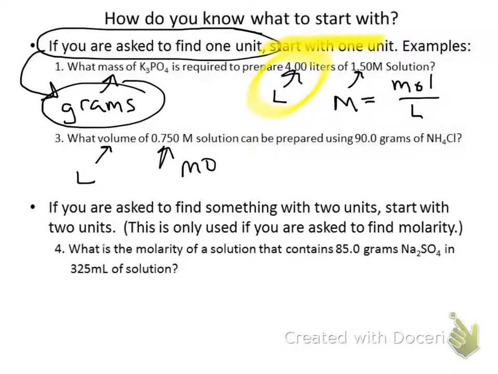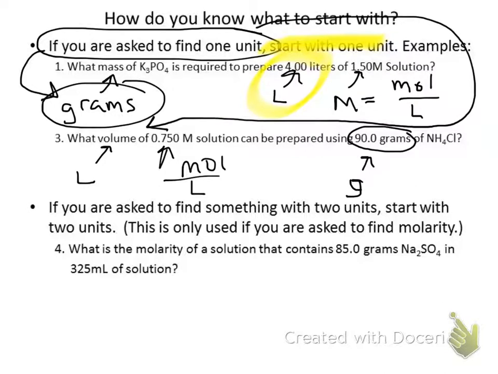Now look at the next one. It says, what volume of the 0.750 molar solution can be prepared using 90 grams of ammonium chloride? Again, it's asking for volume. That's where the L is. And the 0.750, remember that means moles per liter. And then you're given grams. So you're asked to find 1 unit again, which means you're going to start with 1 unit, and that's why you're going to start with 90 grams of ammonium chloride. All right, the next one's a little bit different.